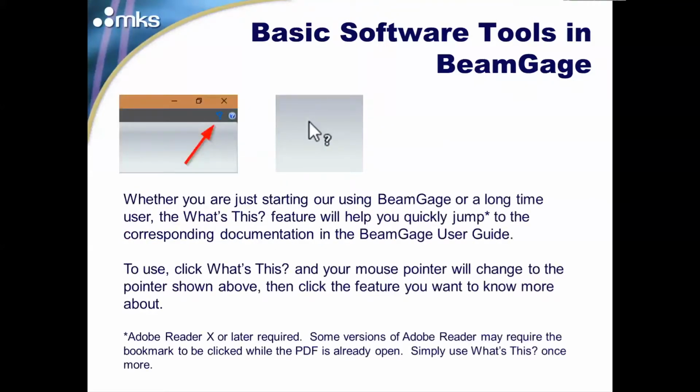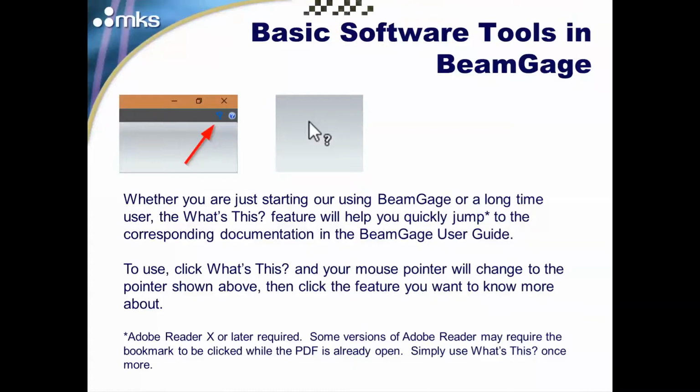One of the first features I want to talk about in BeamGage is the What's This feature. It's a really discrete feature up in the top right corner of the application, little dark blue arrow and question mark. If you click that and then click any other feature within BeamGage, it will take you to the corresponding documentation in the BeamGage user guide, allowing you to very quickly find information about what you want.